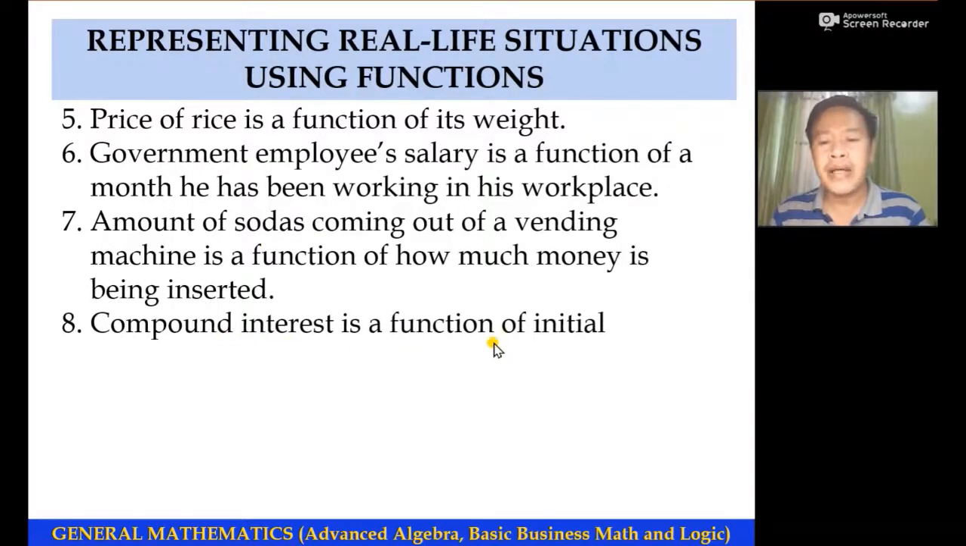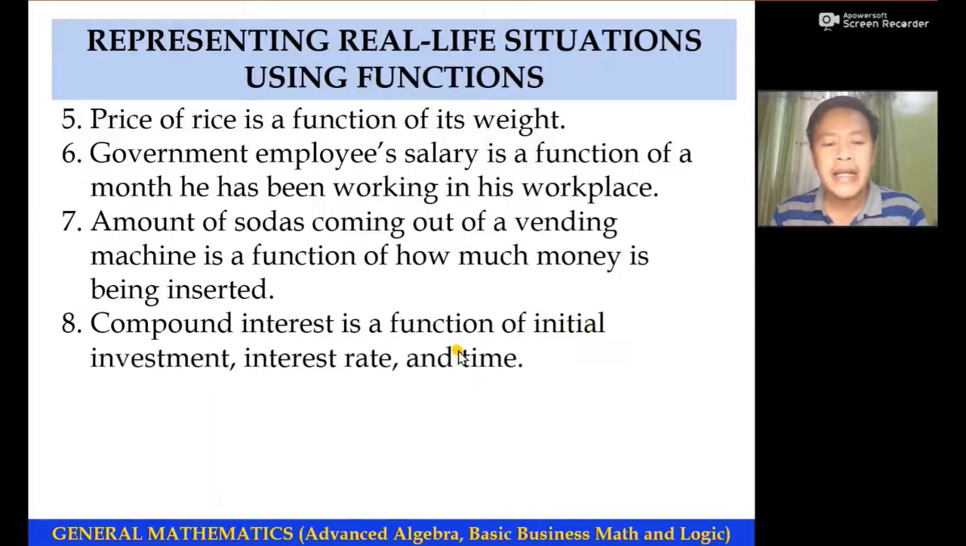Number 8. Compound interest is a function of initial investment, interest rate, and time. So we will be talking about compound interest in the second branch of mathematics of this general mathematics. That will be in the second quarter. Compound interest is our dependent variable and we have 3 independent variables. Here we have the initial investment, and this is our capital. We have the interest rate and we have our time.